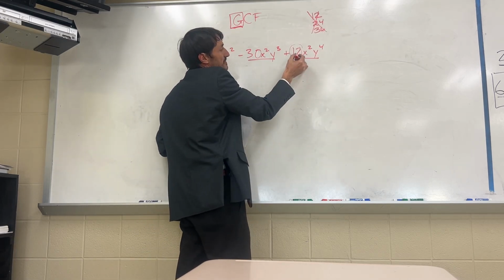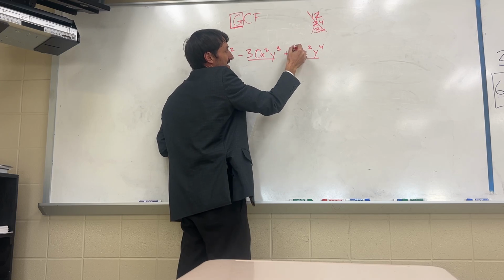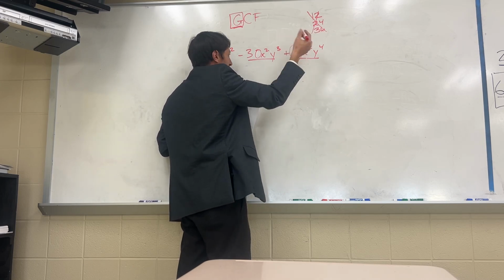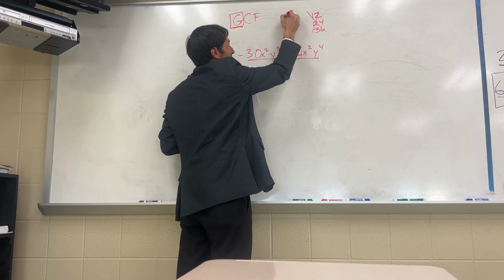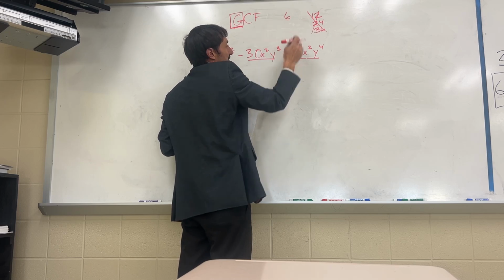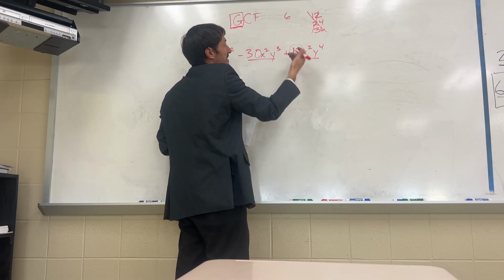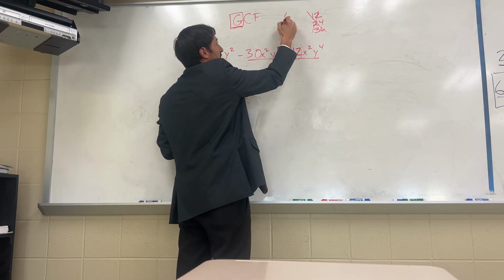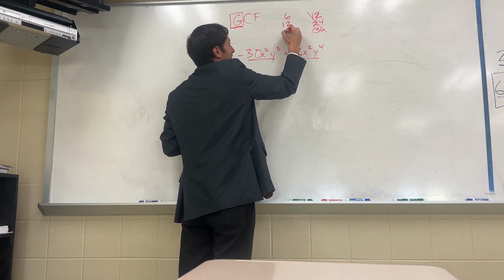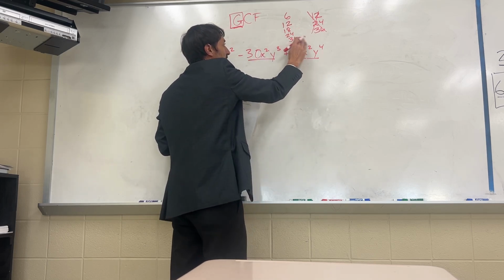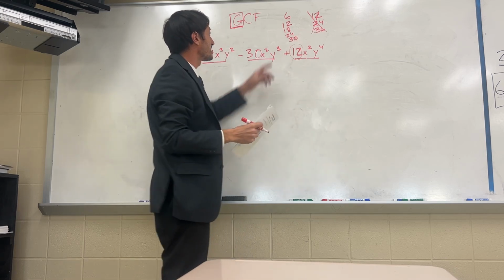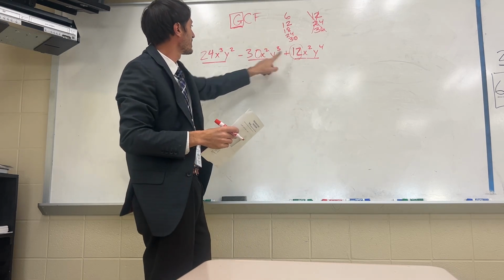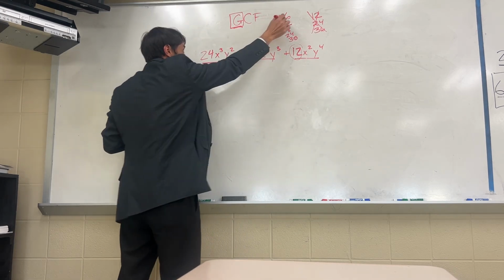So what's the next biggest number that goes into 12 besides 12? Well, this requires a little bit of knowledge of your multiplication. That's 6. 6 times 2 is 12. That's the next biggest number that goes into 12. Let's write our 6's and see if 6 goes into 30 and 24. 6, 12, 18, 24, and 30. So we see that 6 will go into all three of these. So 6 is our biggest number.